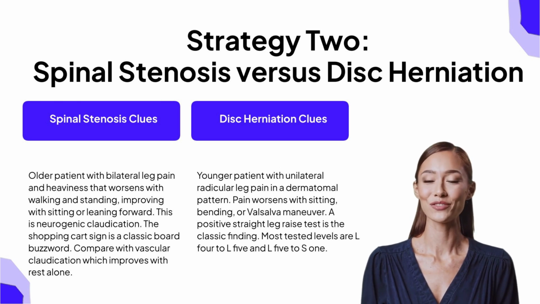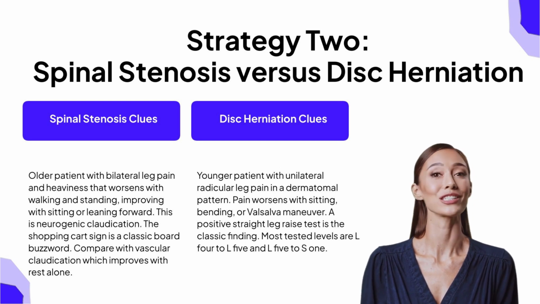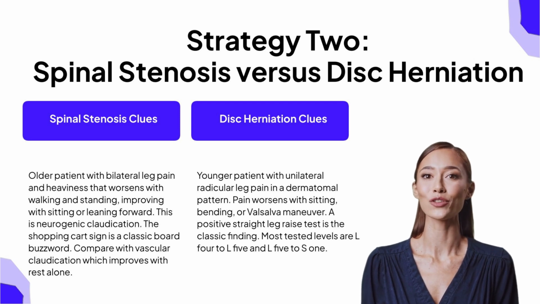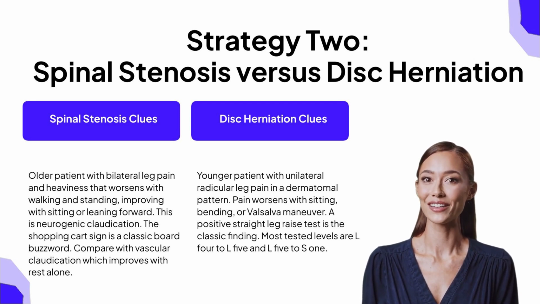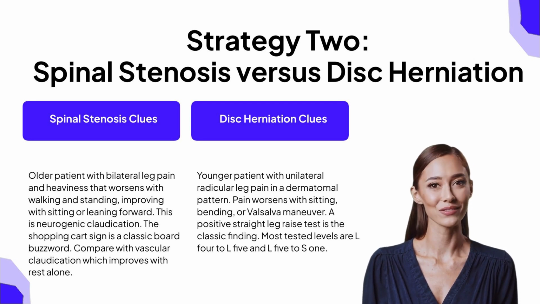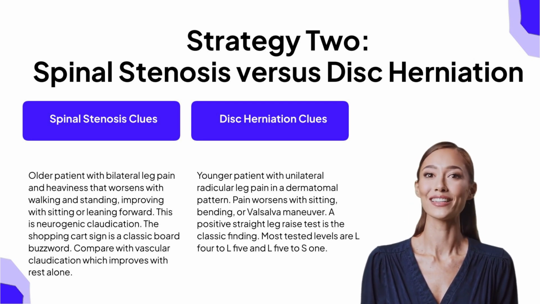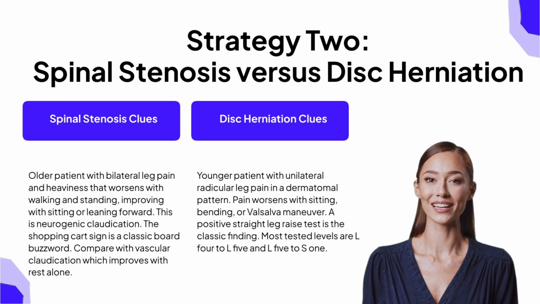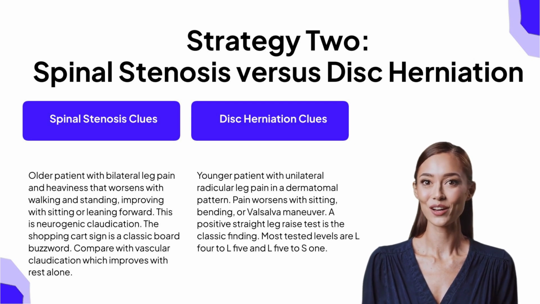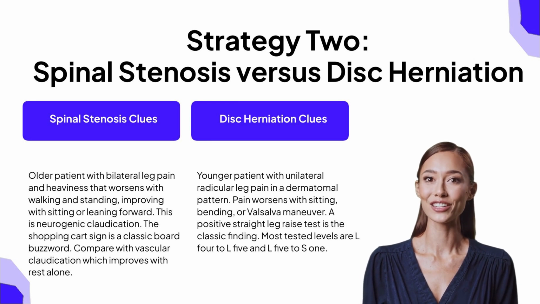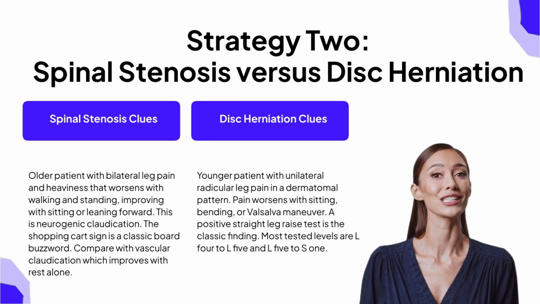Strategy 2 is about differentiating spinal stenosis from disc herniation. These two conditions come up constantly, and the boards love to present them side by side. Spinal stenosis presents in an older patient with bilateral leg pain and heaviness that gets worse with walking and standing. The key feature is that symptoms improve with sitting or leaning forward. The shopping cart sign is a classic board buzzword. The patient feels better leaning on a shopping cart because flexion opens up the spinal canal. Always compare neurogenic claudication from stenosis with vascular claudication from peripheral arterial disease. Vascular claudication improves with rest in any position.